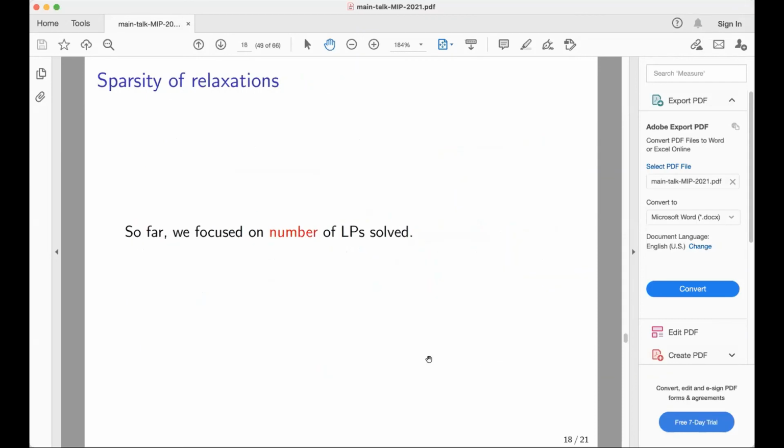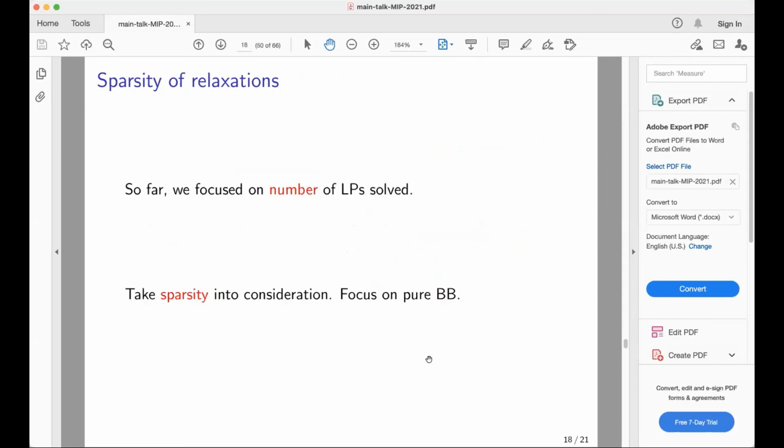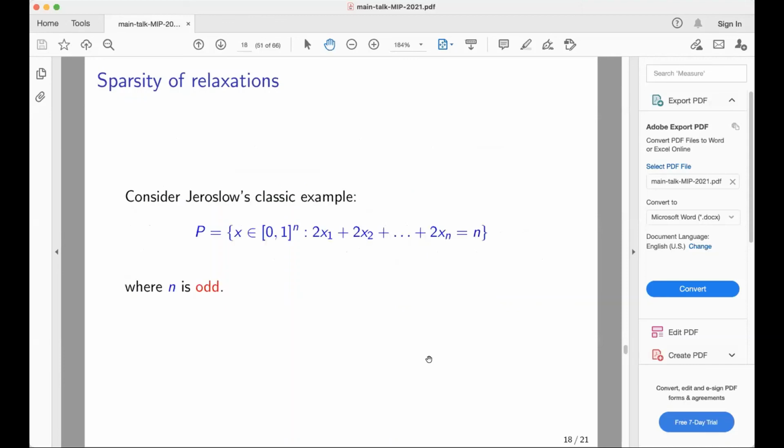Okay, so we have focused on the number of LPs. Of course, I also wanted to say something about sparsity, but I am out of time. So I'll let the hosts decide whether they'll let me take 2 more minutes or whether I should just stop here. Yeah, please go ahead and explain. You have 3 minutes. Okay, I'll take a couple more minutes.